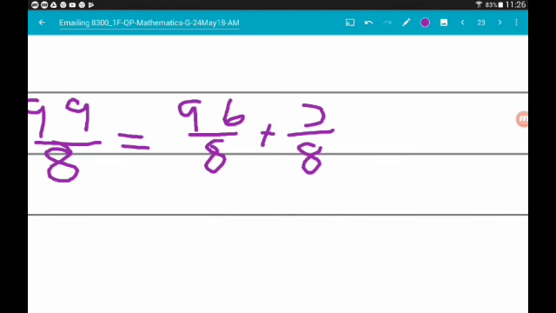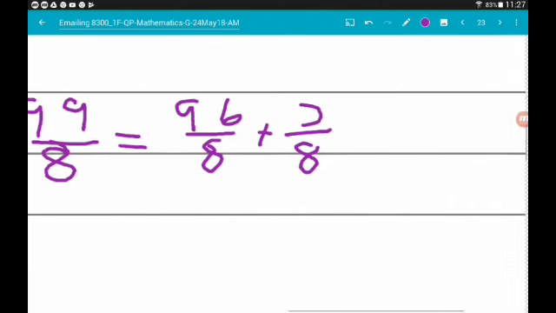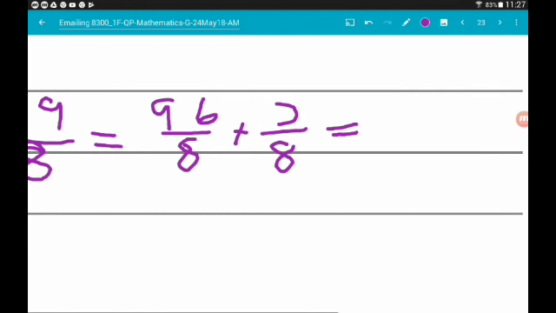96 divided by 8 is 12. So this is 12 and 3 eighths. So we didn't need to do that last bit. 99 eighths is fine, but it's good to practice these things.